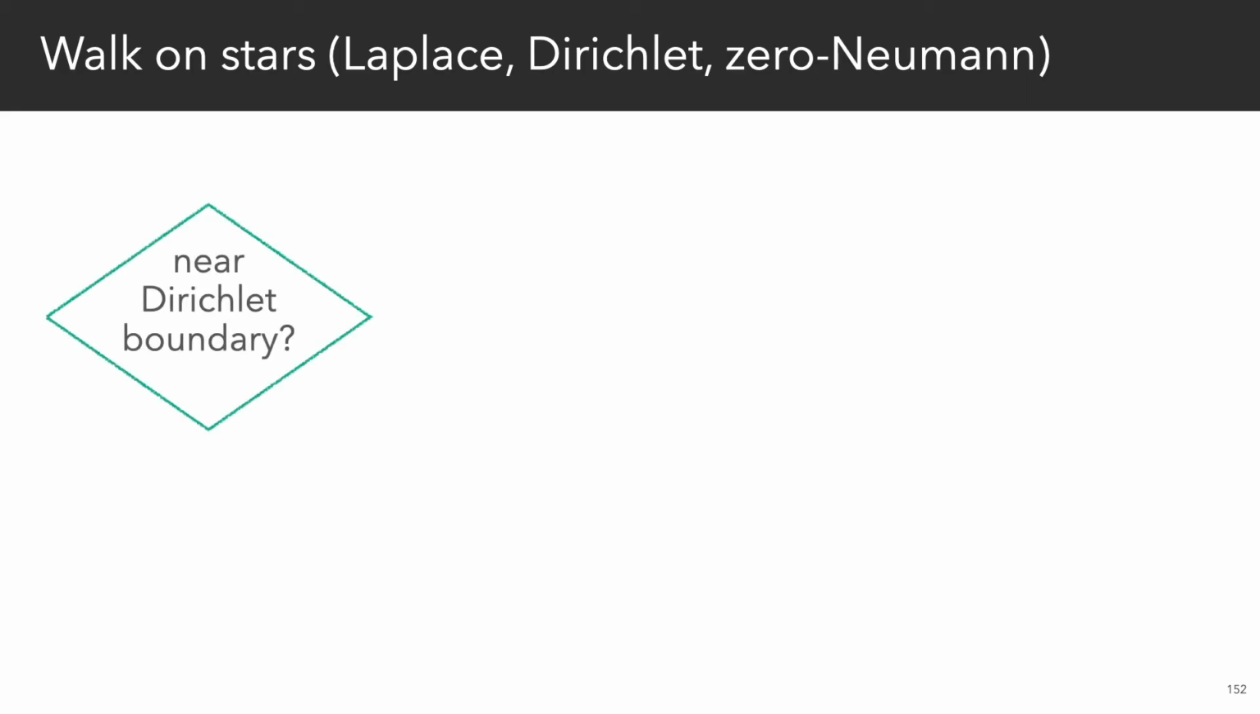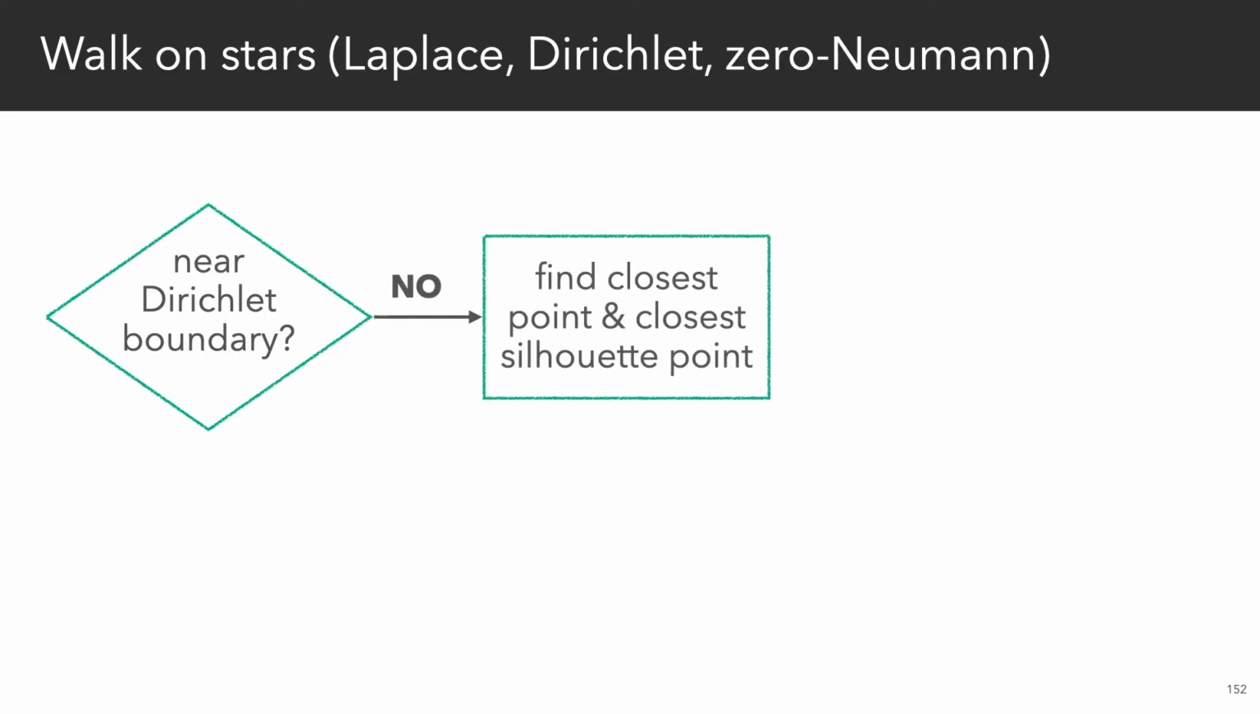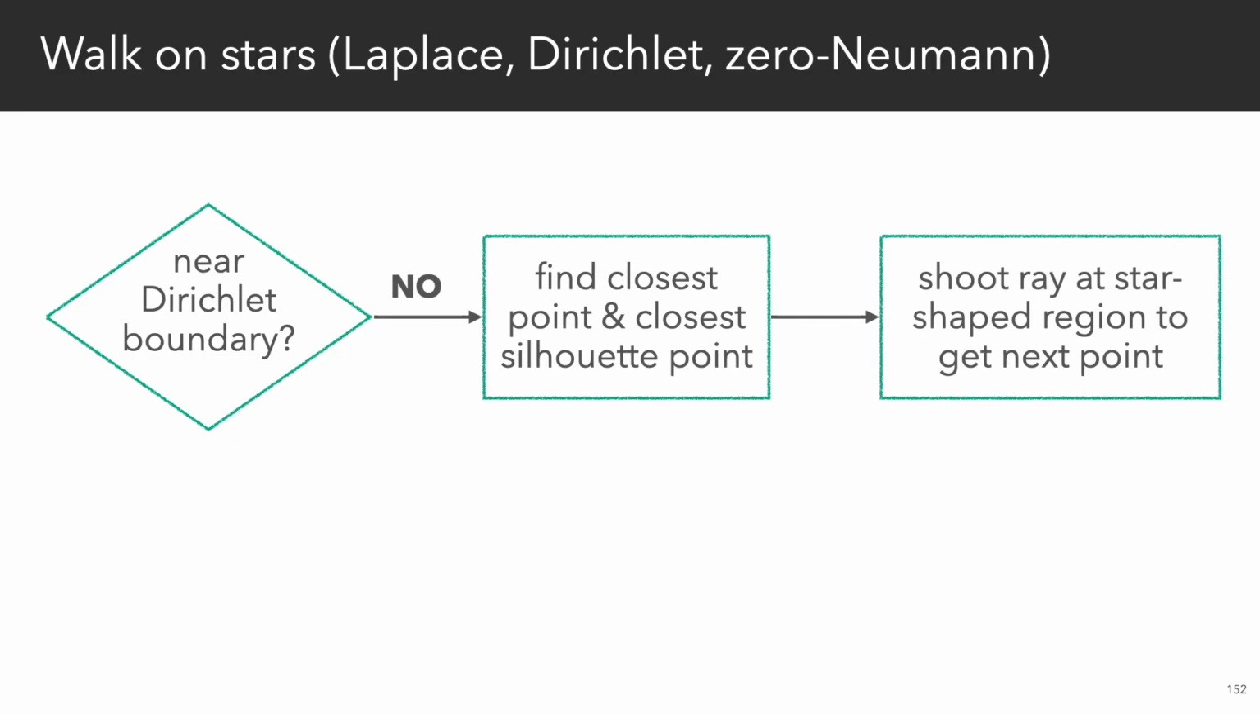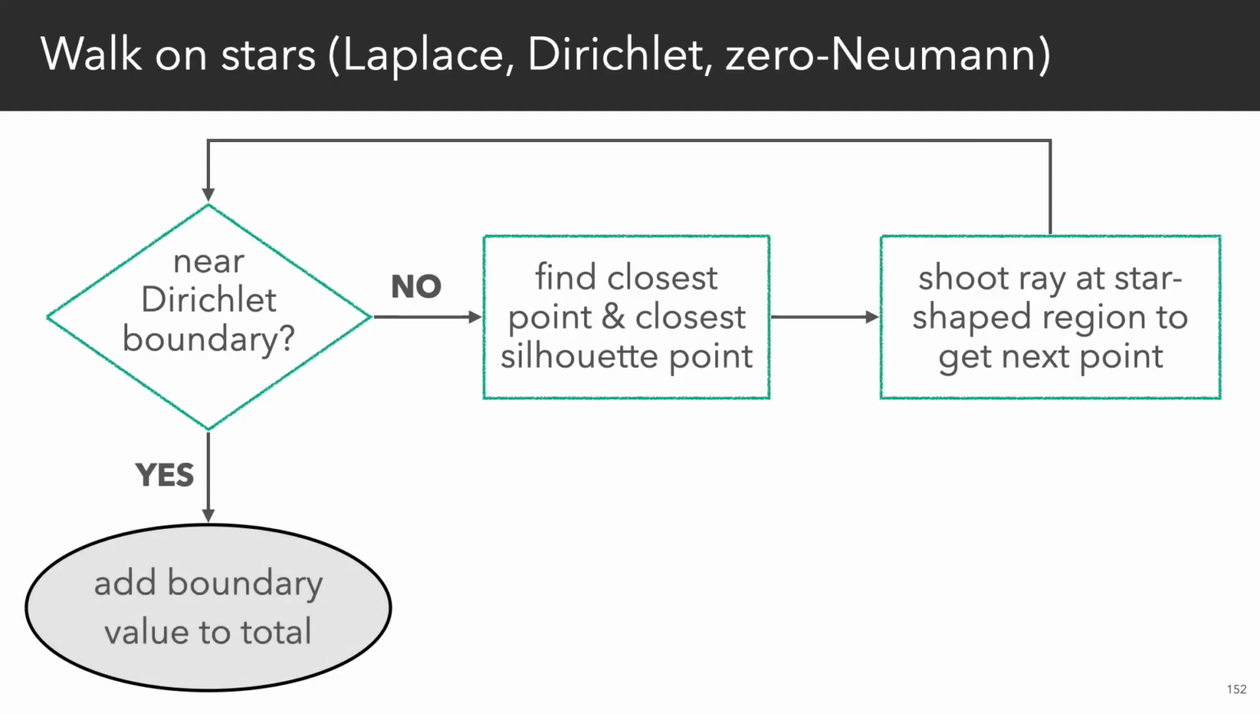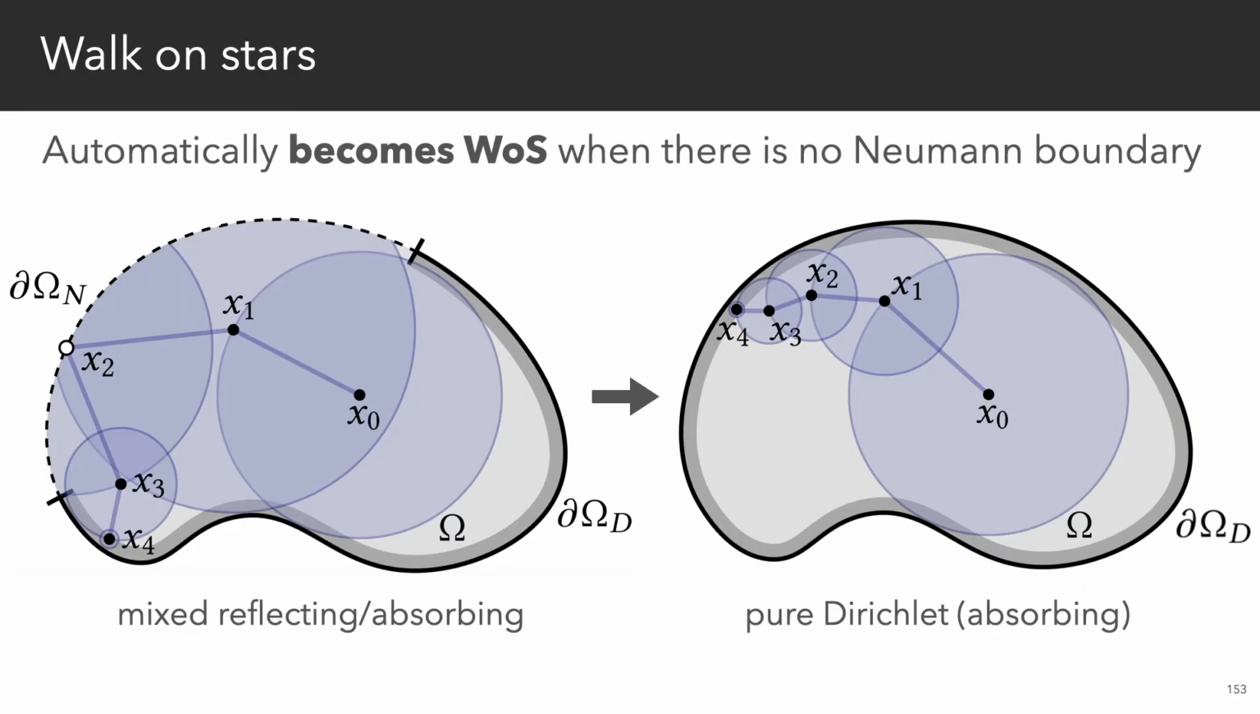So to recap, the final algorithm is actually very simple. We check if we're near the Dirichlet boundary. If not, we find the closest point and closest silhouette point. We then shoot a ray at the corresponding star-shaped region to get our next random walk location until we reach the Dirichlet boundary and add to our total. We then repeat this procedure n times. Notice that the walk on stars algorithm automatically turns back into walk on spheres when there's no Neumann boundary.